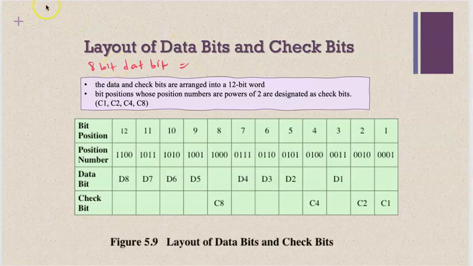So let's talk about the layout of data bits and check bits in the form of a word. We have seen it in the form of a Venn diagram, but obviously this is not how it is stored. Data are stored in the form of words. So this is how we want to figure out how the m plus k word bits are formed. So m is the data bit and k is your check bit.